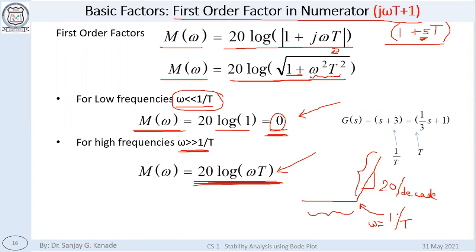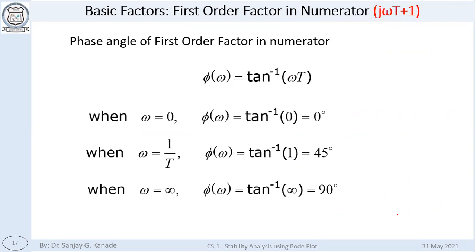Okay. What about the phase angle? Again, phase angle, obviously we have to calculate, but anyway, we can see that at omega equal to 0, we are going to get 0. At omega equal to 1 by t, we will get 45 degrees. And at omega equal to infinity, we will get 90 degrees. Means the range of phase angle, when we vary omega from 0 to infinity, is going to be from 0 to 90 degrees, right?